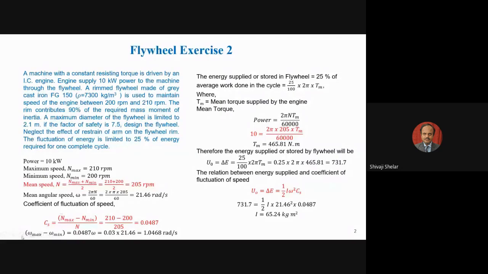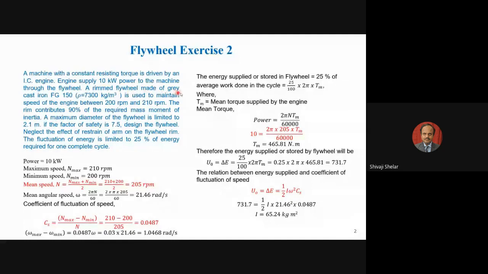Okay. So the problem statement for today's discussion is a machine with constant resisting torque. A machine with constant resisting torque is driven by an IC engine. Engine supplies 10 kilowatt power to the machine, with a flywheel in between. This is a rimmed flywheel.